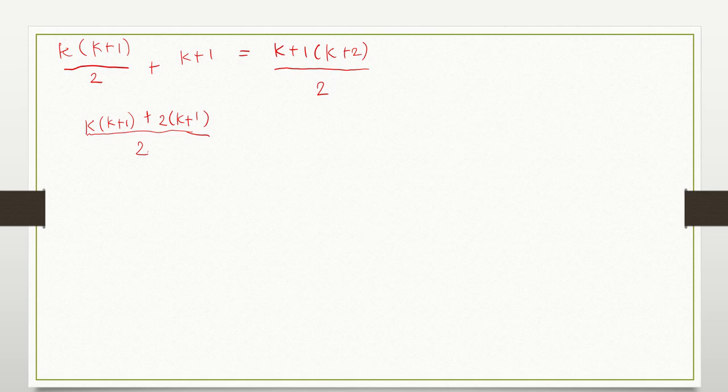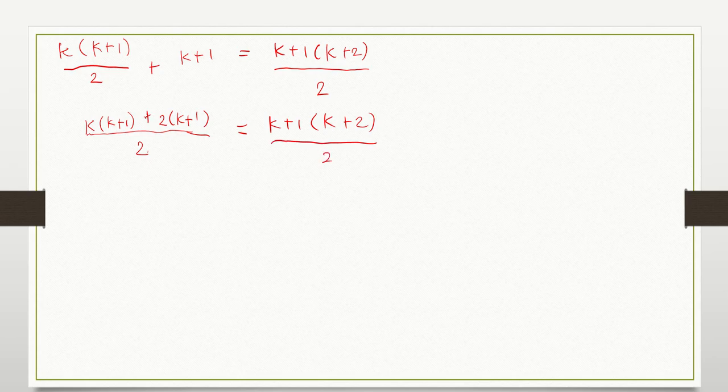Afterwards, we will be working on the left side. How are we going to combine all of them? Remember that our goal is to become k plus 1 times k plus 2 all over 2. Alright, allow me to write it first. Here, our left side, k plus 1 times k plus 2 all over 2.